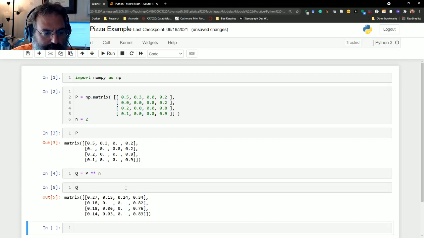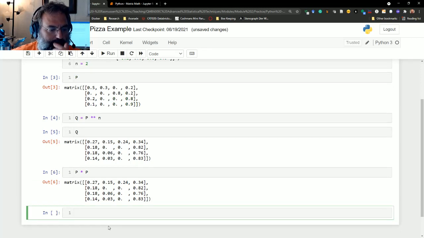I mean, we could do it by hand, but another way you can prove it is to just do a simple multiplication, P times P. It's the same thing, right? It's just a different representation.